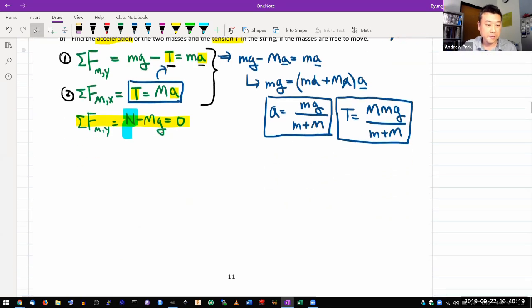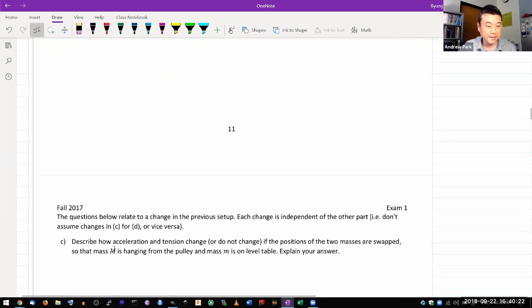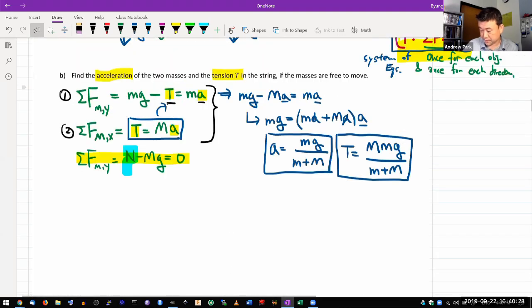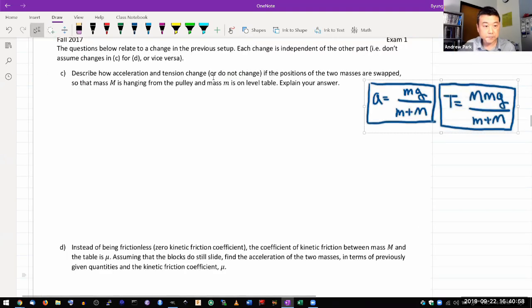So that's why in parts C and D we are asking for some additional things. Let me copy these over because I think this will be useful to have. Questions below relate to a change in the previous setup. Each change is independent of the other part. C, describe how acceleration and tension change or do not change if the positions of the two masses are swapped. And I want you to illustrate a kind of mathematical or problem-solving technique.